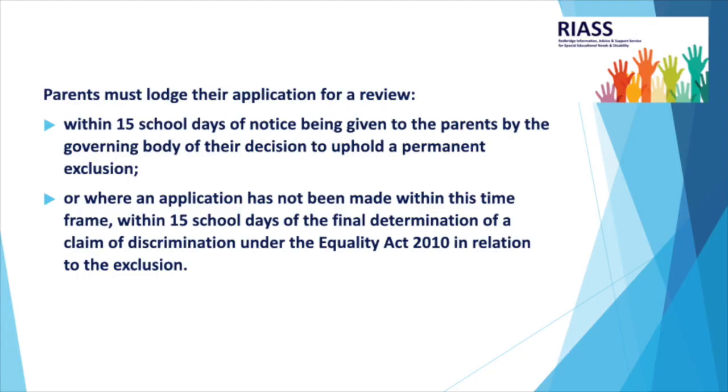If the governing body upholds a permanent exclusion, parents have the right to request that their decision is reviewed by an Independent Review Panel, an IRP. Parents must lodge their application for review within 15 school days of notice being given to the parents by the governing body of their decision to uphold the permanent exclusion, or when an application has not been made within this time frame, within 15 school days of the final outcome of a claim for disability discrimination under the Equality Act in relation to the exclusion.